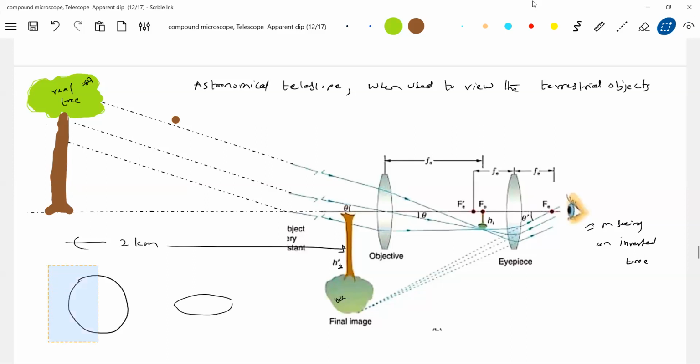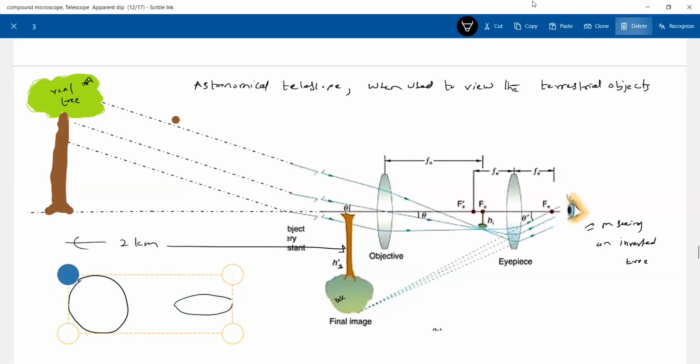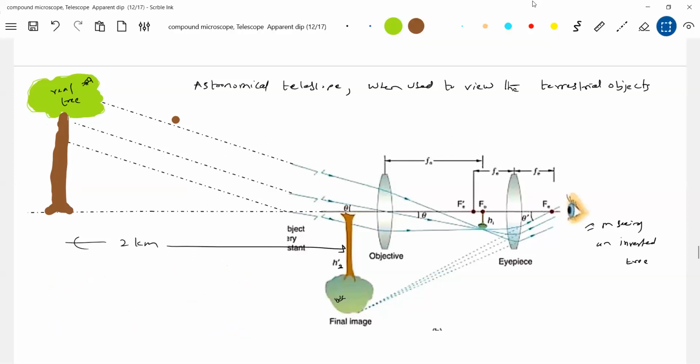Can we ask the tree to get inverted so that we can see an erect tree? Can you change the ground? No? So nothing is possible. So these are the problems; the final image will be inverted. I'm seeing an inverted tree. This is what happens with the astronomical telescope. This has to be modified. So an astronomical telescope which is modified to view terrestrial objects is called a terrestrial telescope. And the formulas are the same, magnifying power, everything. Only the length of the tube is going to change.